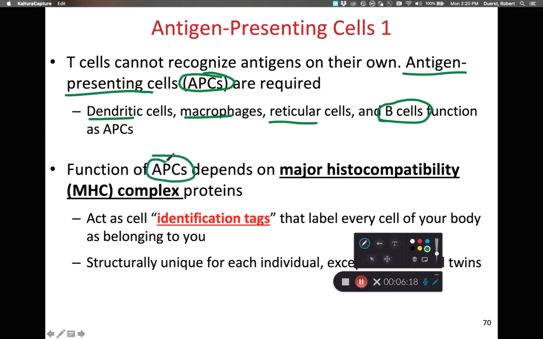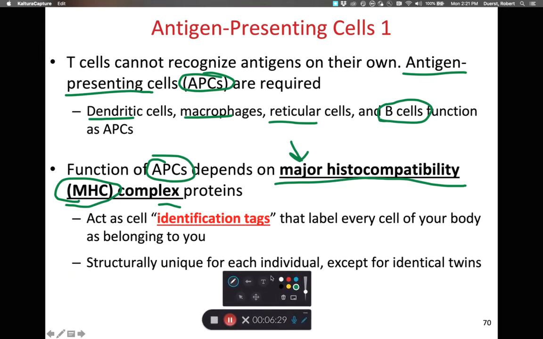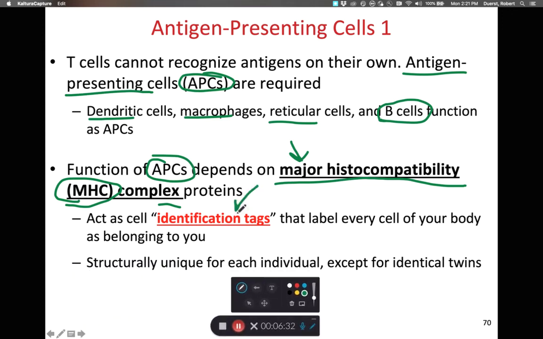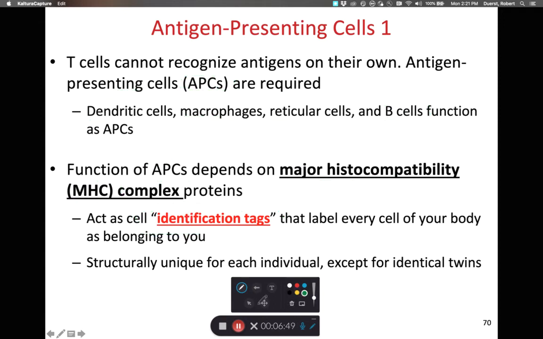All of these antigen-presenting cells are going to have the correct major histocompatibility complexes, the correct MHCs, on their surface. These MHCs are kind of like the backstage pass at a concert. They are the identification tag that allows for the cells of our bodies to recognize other cells that belong in our body. And from human to human, these MHCs are going to be structurally unique, except when we're working with genetically identical twins.